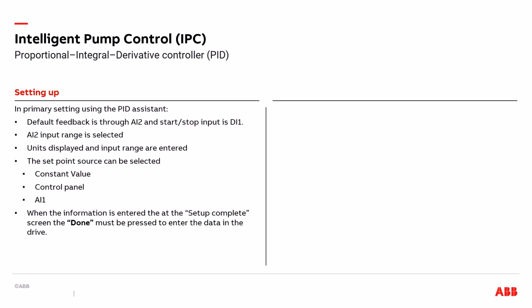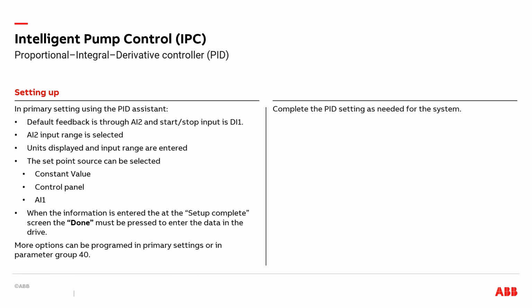When the information is entered at the setup complete screen, remember to press done. This must be pressed to enter the data into the drive. More options can be programmed in primary settings or in primary group 40. Complete the PID settings as needed for the system.